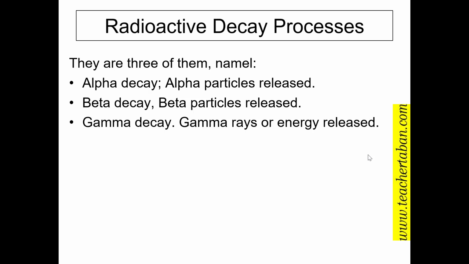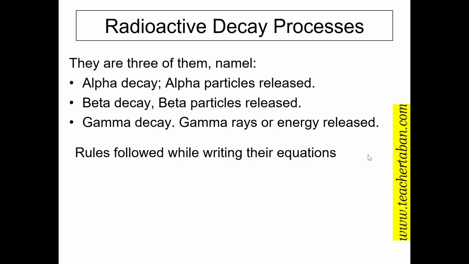We're going to be looking at equations of all of these, but you need to know that in any particular decay process, we can have only alpha particles emitted, or only beta particles emitted, or only gamma rays emitted. Or we can even have a combination of all 3 or 2 of them, all released in one decay process.